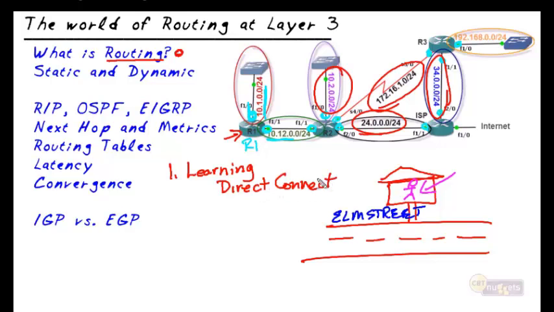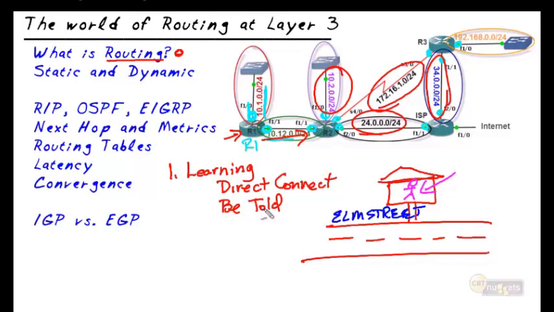And there's only one other option, really. And the other option is somebody can tell you. You can be told. So, for example, as an administrator, we could tell this router, hey, dear Mr. Router, to get to the 172.16.1 network, go ahead and forward it to R2. And because R2 is connected, he knows how to get there.